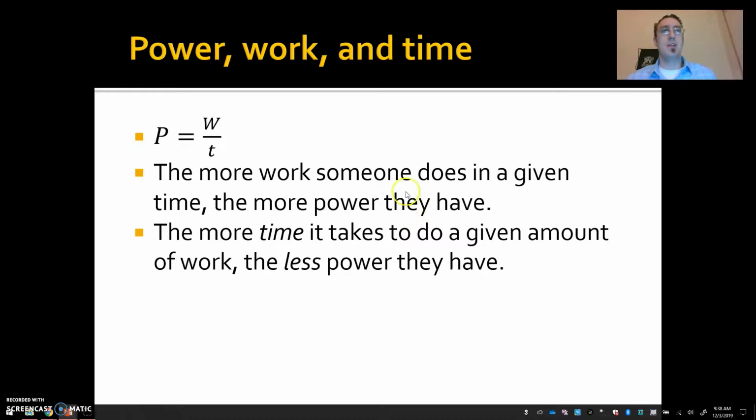And the idea is that if something does more work in a given time then that's more power. If it takes more time to do something, then that's generally less powerful. This kind of makes sense. If you could do something very quickly, that demonstrates power. If it takes you a long time to do something physical, then that's less power. But also you could do more work or less work. So those both affect how much power output.